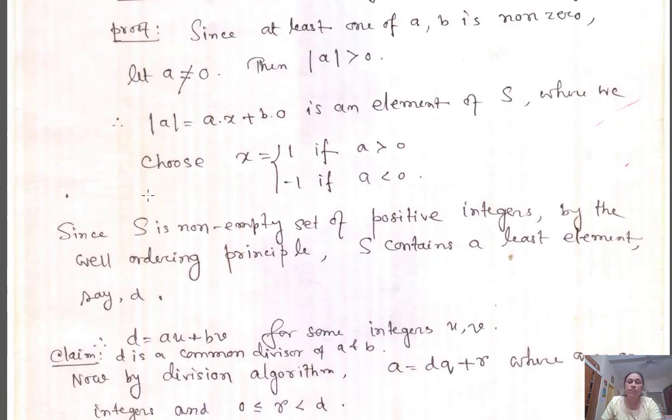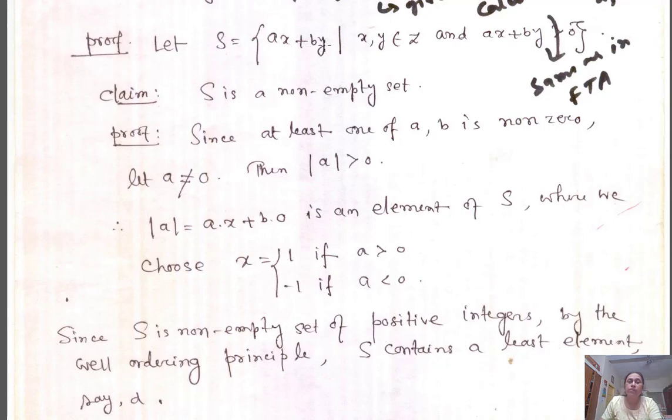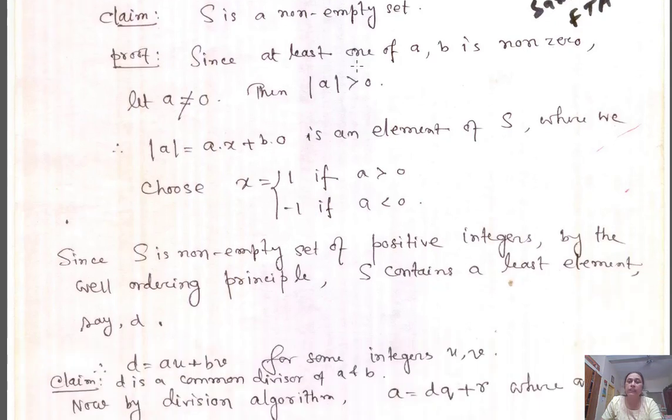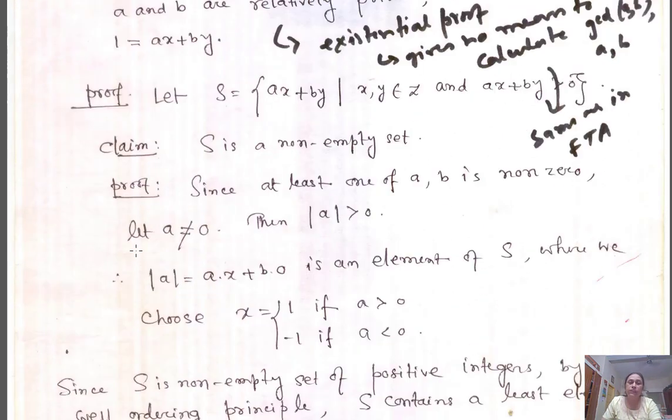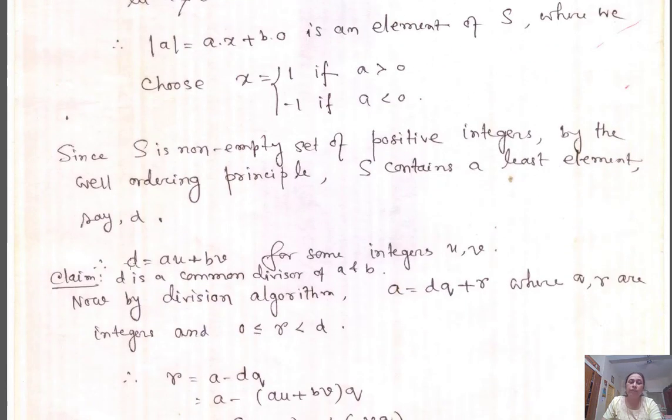Suppose D equals AU plus BV, for integers U and V. I can identify such that the least element of this set D can be written as AU plus BV for some integers U and V. So we have to show that this least element of this set is essentially the GCD, the greatest common divisor of A and B. Our first claim is to prove D is a common divisor of A and B, and the second claim is to prove it is the greatest common divisor.